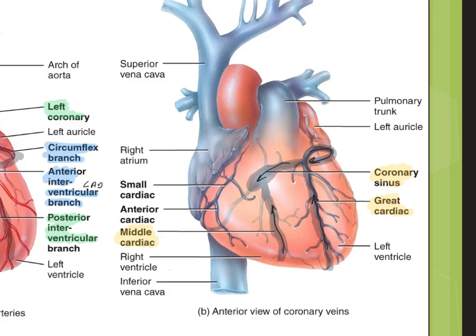Now we also have a small cardiac vein and an anterior cardiac vein. These are right here. And again, we follow this flow this way and around and to the coronary sinus. So again, this way, around, up, and to the coronary sinus.